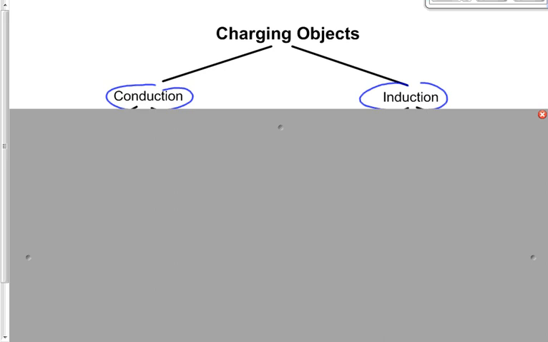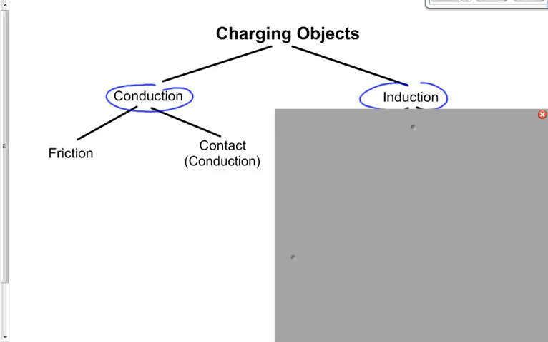Now we break conduction down into two subcategories. They're charging by friction, charging by contact, or sometimes we just call that subcategory charging by conduction. Charging by friction simply involves rubbing two things together. You rub two things together, one of them gains electrons, one of them loses electrons.